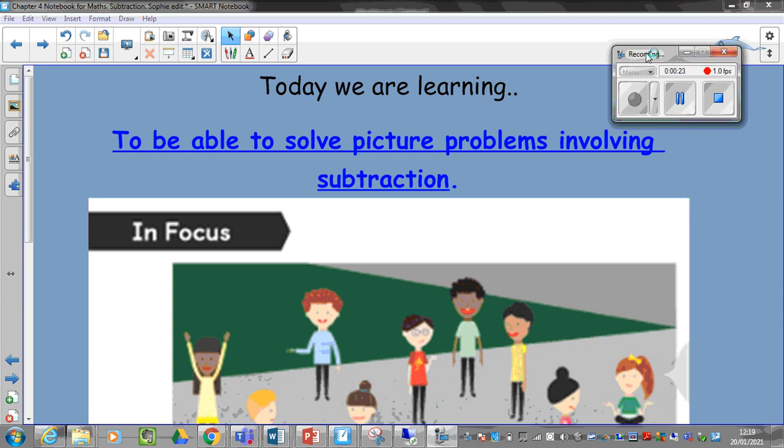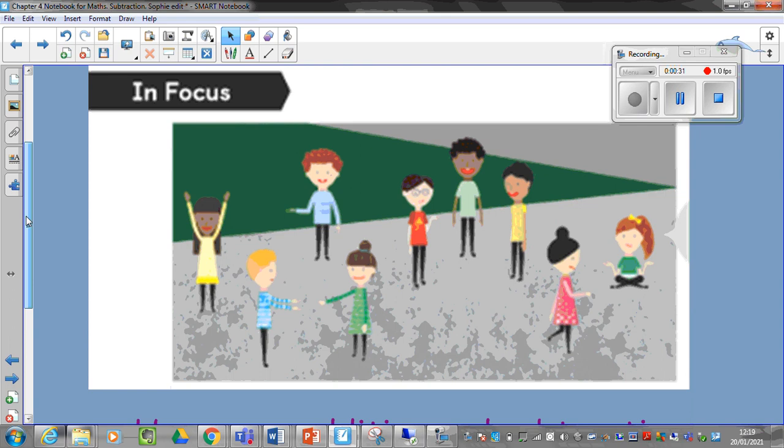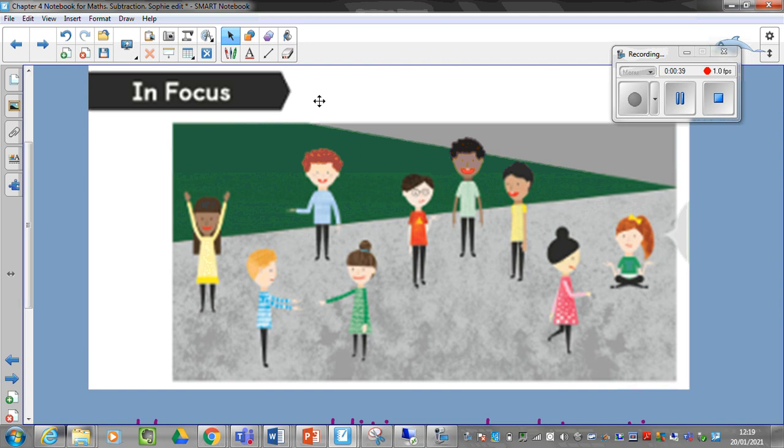Okay, so today we are looking to be able to solve picture problems involving our subtraction, so it leads on really nicely from yesterday. What I want you to do, first of all, is have a little look at this picture here. You can see some children playing in the playground. They look like they're having loads of fun. Don't worry, hopefully we'll be able to be back at school soon and then you can play in the playground. That is what we all want.